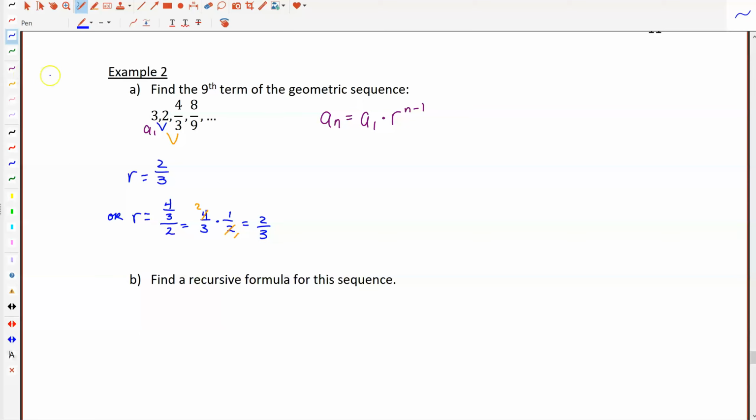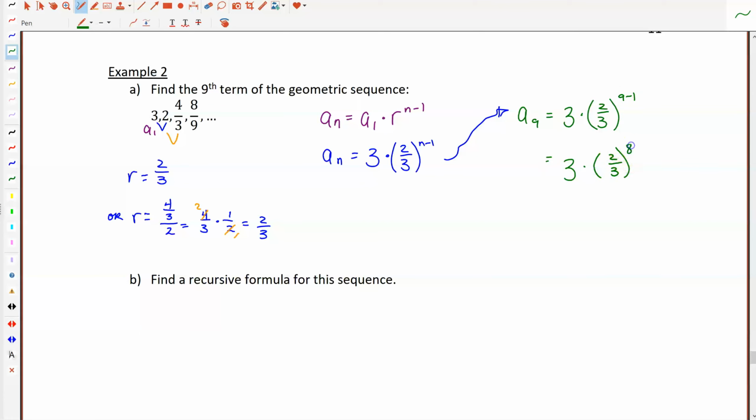Now that I know r, I can put this into my general formula: any nth term, a sub n, is equal to a sub 1, which in this case was 3, times my common ratio, 2/3, raised to the n minus 1 power. So that's the formula for the nth term. Let's use it to find the 9th term, a sub 9. That's going to equal 3 times 2/3 to the 9 minus 1. Cleaning that up, that's 3 times 2/3 to the 8th power.